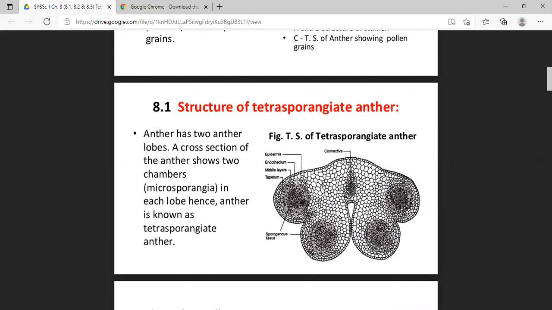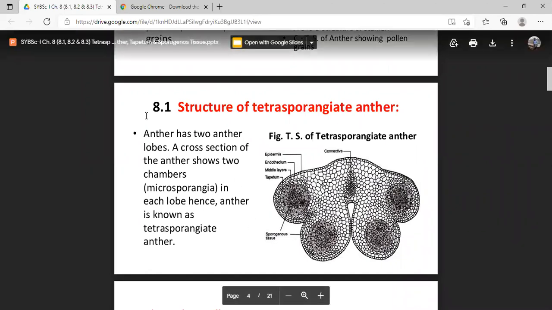But on the inner side there is a fertile tissue. This is what we call a mass of cells. This is called the sporogenous tissue, or MMC, that means microspore mother cell. This microspore mother cell is responsible for development of the male gametophyte here.